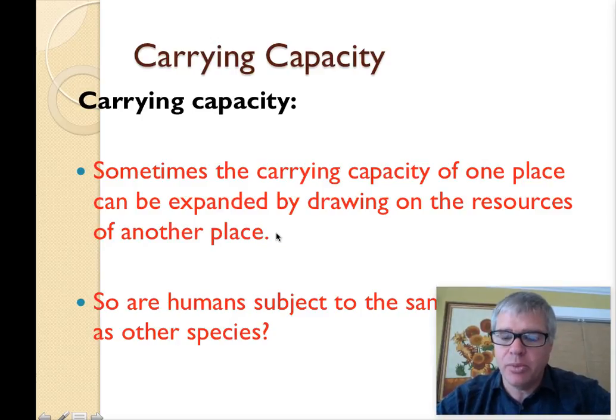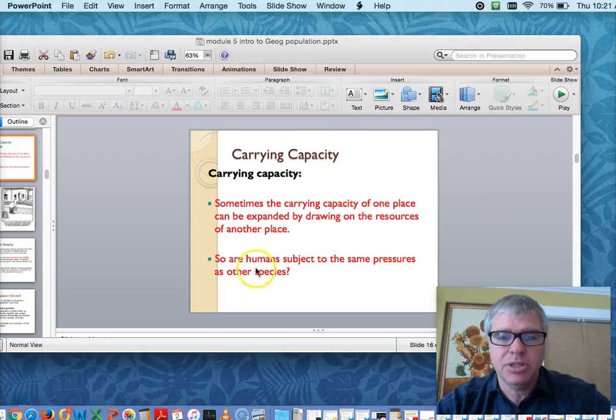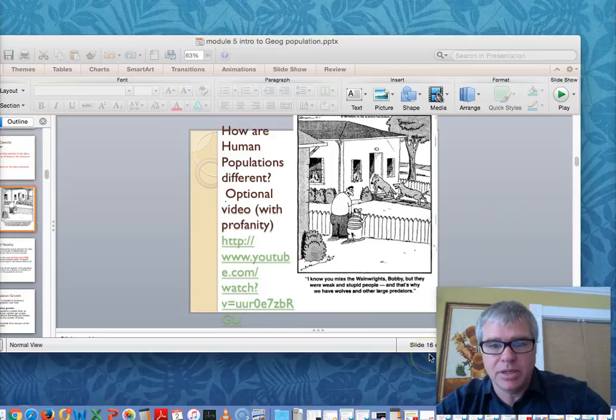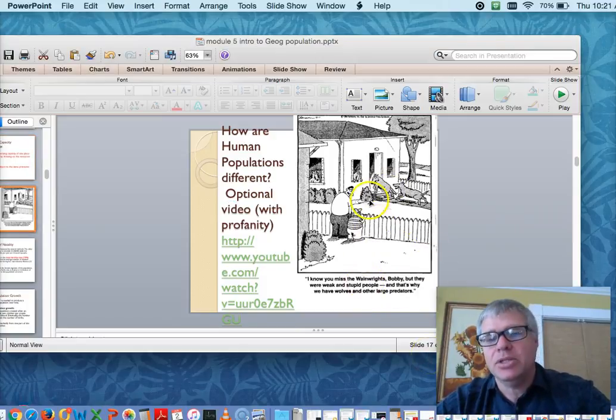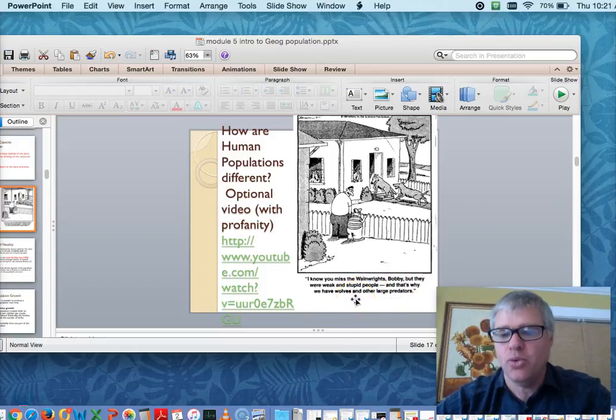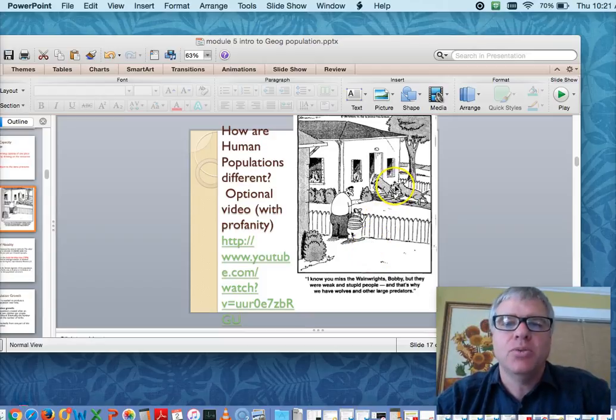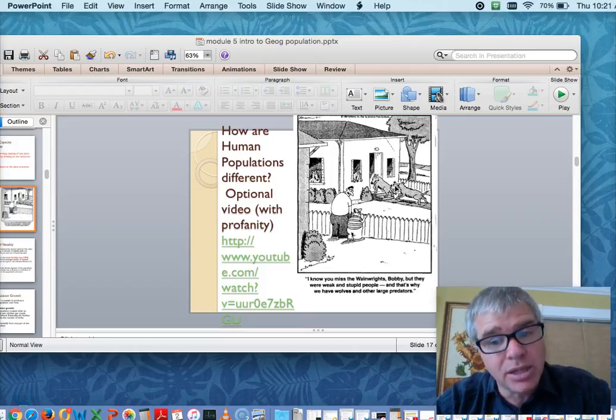This is very critical when we think about humans as a species. The question is, are humans subject to the same pressures as other species? In many ways, we are not. This is a cartoon saying, "I know you missed the Wainwrights, Bobby, but they were weak and stupid people, and that's why we have wolves and other large predators." It pokes fun at the fact that this is not what usually happens with human populations. We don't have a lot of predators keeping our population numbers down, so we aren't as susceptible to carrying capacity in some ways as other species are.